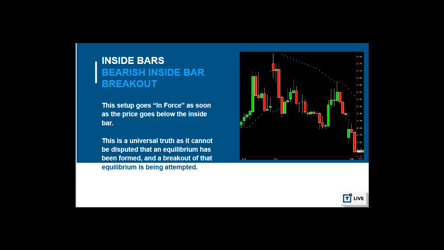The bearish inside bar breakout. This setup goes in force as soon as the price goes below the inside bar. This is a universal truth, as it cannot be disputed that an equilibrium has been formed and a breakout of that equilibrium is being attempted. Here, you see the inside bar. As soon as that equilibrium is broken to the downside, the price moves below that inside bar. This goes into force.